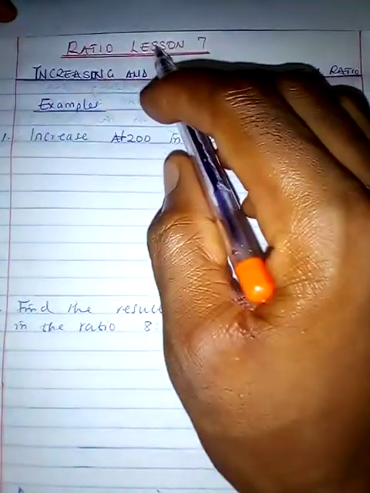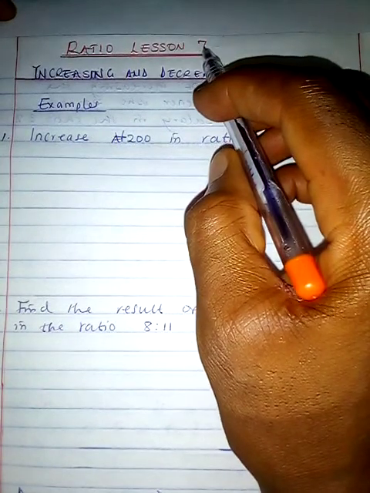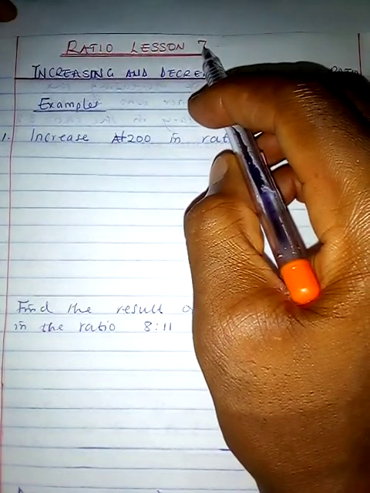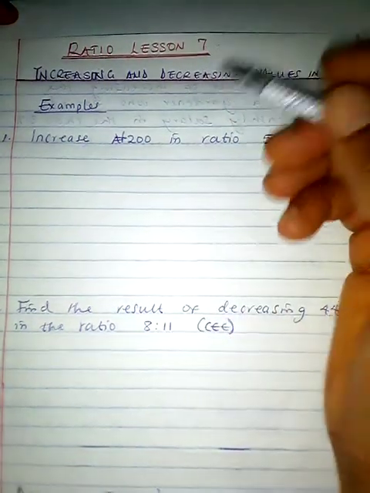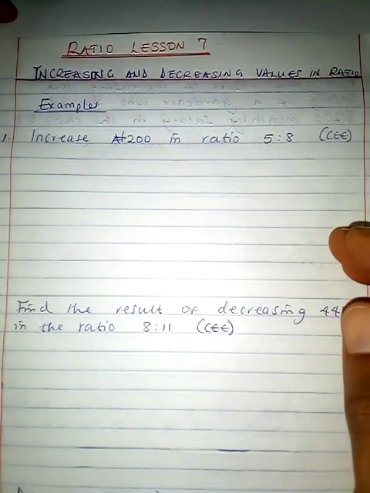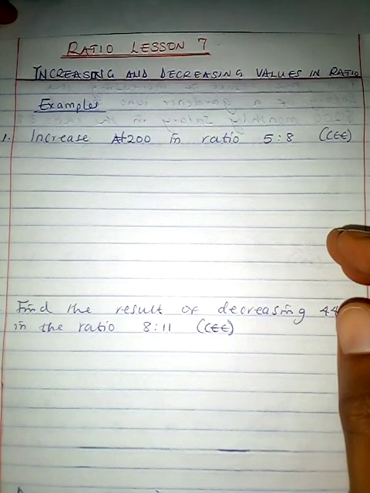This is ratio lesson 7. That means that we have done 6 lessons previously on ratio. You can look for those lessons in the description. The link to those videos will be given in the description.